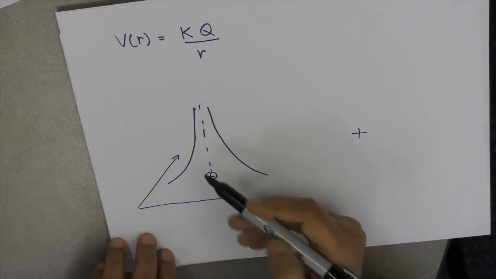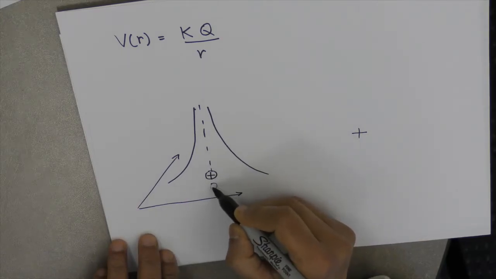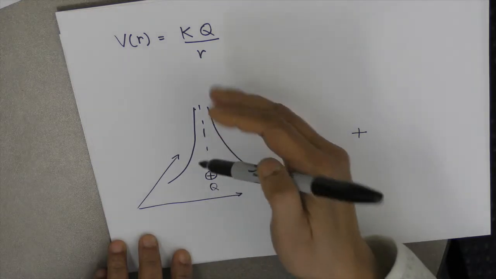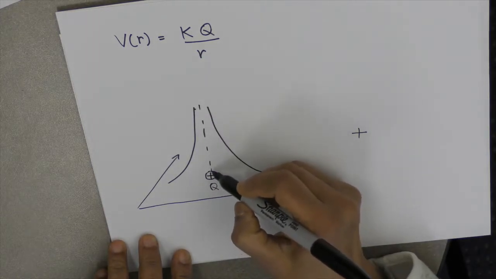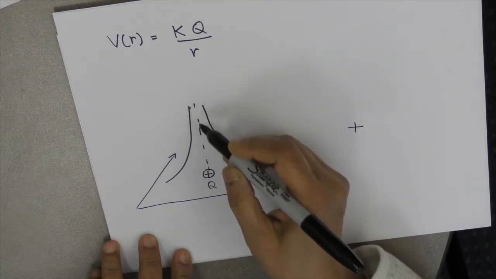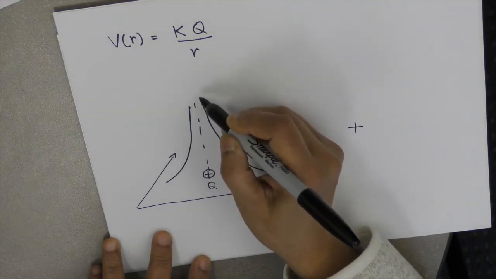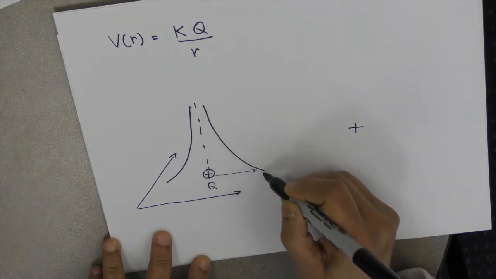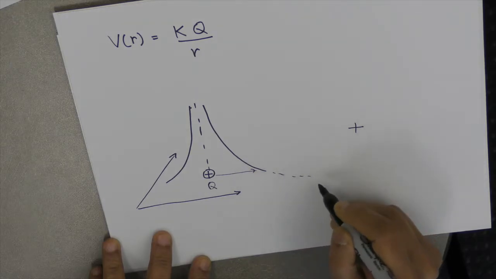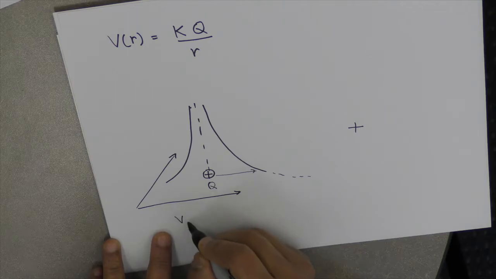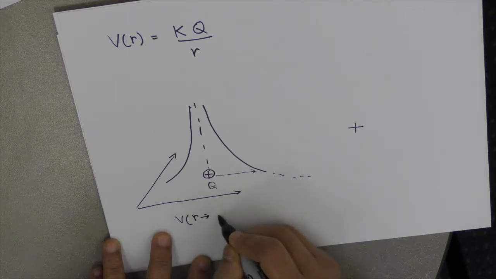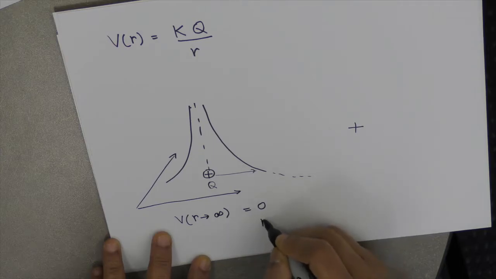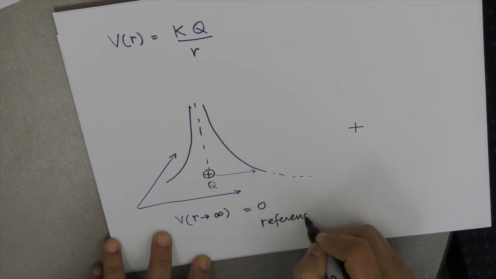Now let's try to visualize this potential and see what it looks like as a function of R. If I look at the point Q here with the charge at R equal to 0, for a positive charge, the potential is huge at R equal to 0. It goes to infinity, but as R increases outward, the potential decreases as 1 over R and ultimately goes to 0 at R equal to infinity. So the potential at R going to infinity is 0, and that serves as our reference.